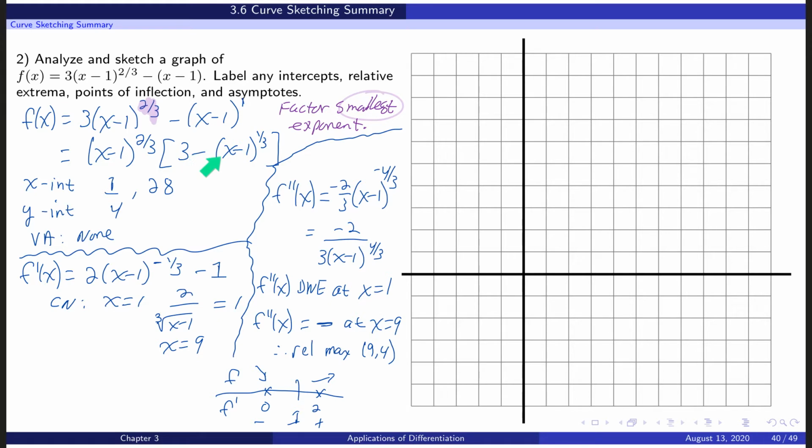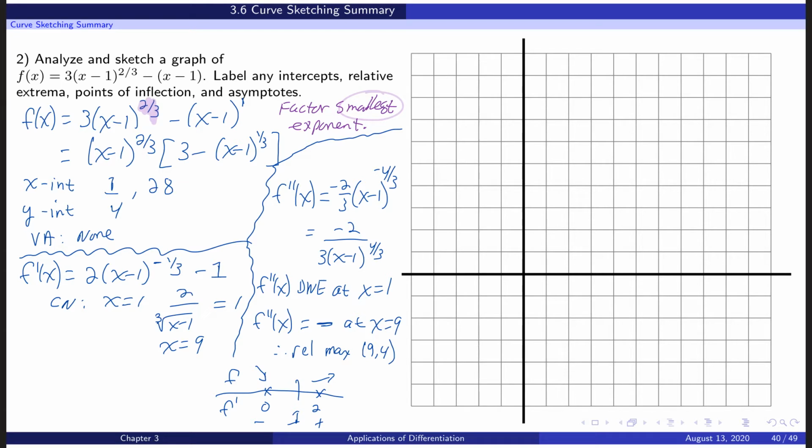I can set both of those equal to 0, and I can find x-intercepts. The x-intercepts are 1 and 28. Hopefully you can get 28 out of this thing here. It actually grows because you have a cube root, so in order to solve for x, you're going to need to cube both sides. The y-intercept, if you plug in 0 for x, is 4. It's not a rational function, so there are no vertical asymptotes.